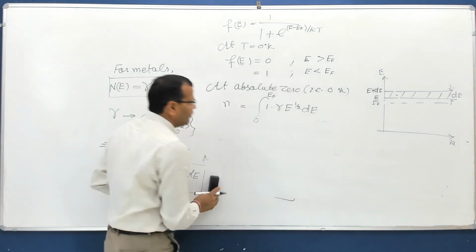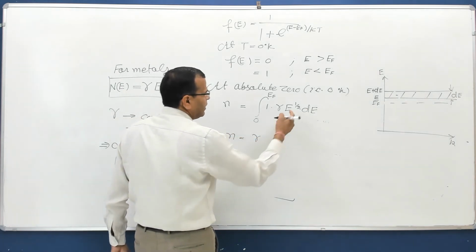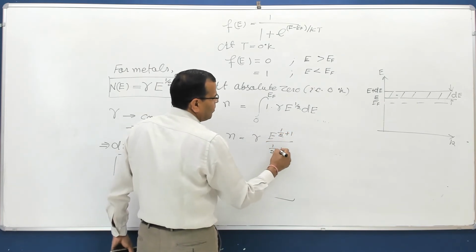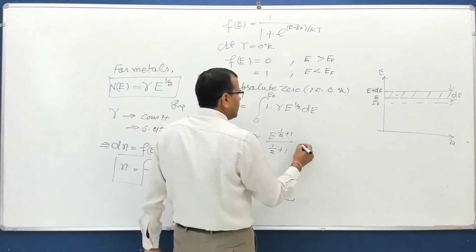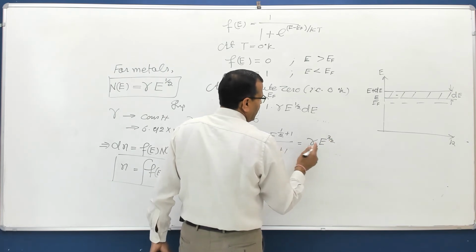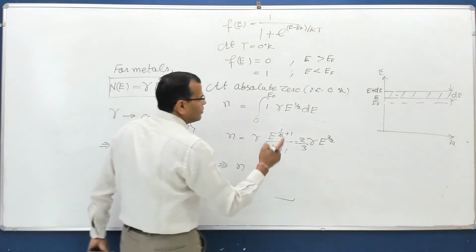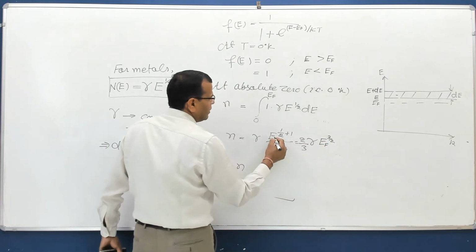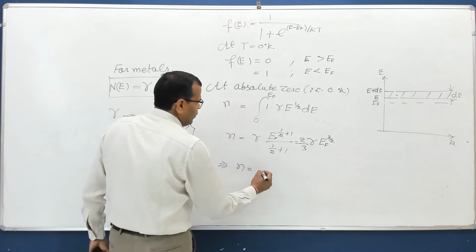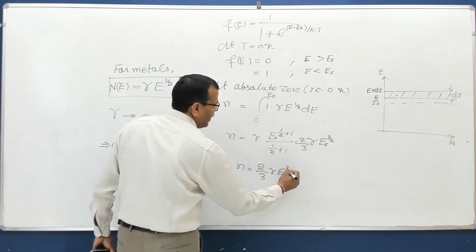So the concentration of electrons is given by this in metal. So that is equal to, gamma can be taken outside. You can integrate it, E raised to 1 by 2 plus 1 divided by 1 by 2 plus 1. That is the integration of this. So this gives what? Gamma E raised to power 3 by 2 divided by 3 by 2, means 2 by 3. So the concentration of electrons, but remember this is what? EF. So N is equal to 2 gamma EF power 3 by 2.